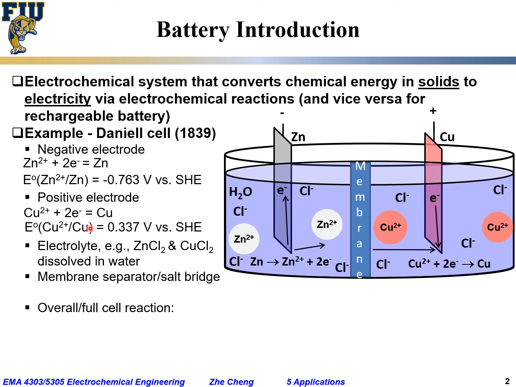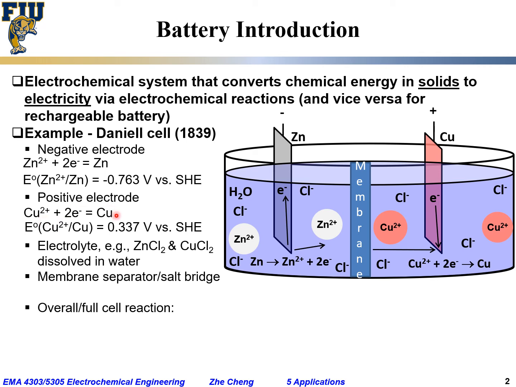Remember, we can have two half cell reactions. To get the full cell reaction, the goal is to eliminate electrons and maintain charge and mass balance. For example, for this half cell reaction for zinc, the net charge on the left is 0, net charge on the right is also 0. And mass balance, one zinc on the left, one zinc on the right. Similarly, for copper, the net charge on the left is 0, net charge on the right is 0. One copper on the left, one copper on the right.